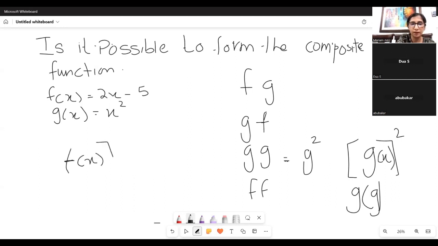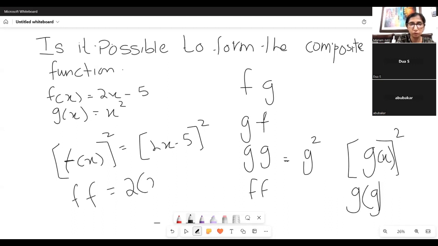ठीक है. For example, getting side track, but let's just get it over with. fx bracket whole square would be 2x minus 5 whole square. But f of f would be 2 times 2x minus 5 bracket minus 5. These are two different things. Keep that in mind.